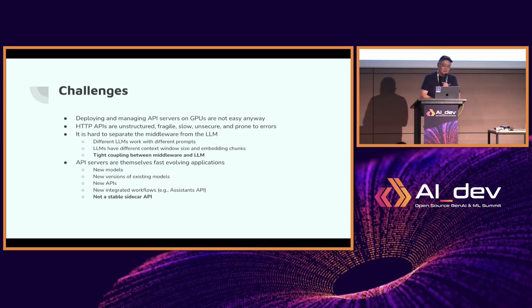So, of course, the API servers themselves are fast evolving because there are constantly new models, new APIs, new versions of existing models that do things differently, right? In general, like I said in the previous slide, it's great for research and prototyping purposes, but for stable production use, if you really treat this like a sidecar API, I think there are lots of challenges.